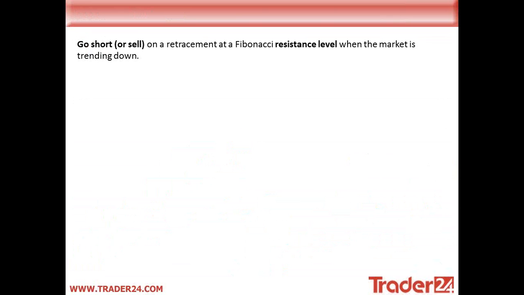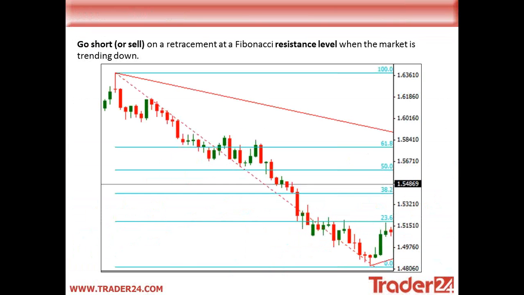Okay, so if I wanted to go short on a retracement at a Fibonacci resistance level when the market is trending down, here we go. Once again, I've got my swing high. I would draw my line down to my swing low. Once again, my levels get superimposed. So there are all my levels of 100, 61.8, 50, 38.2, 23.6. And we can see that there's a downtrend as well.